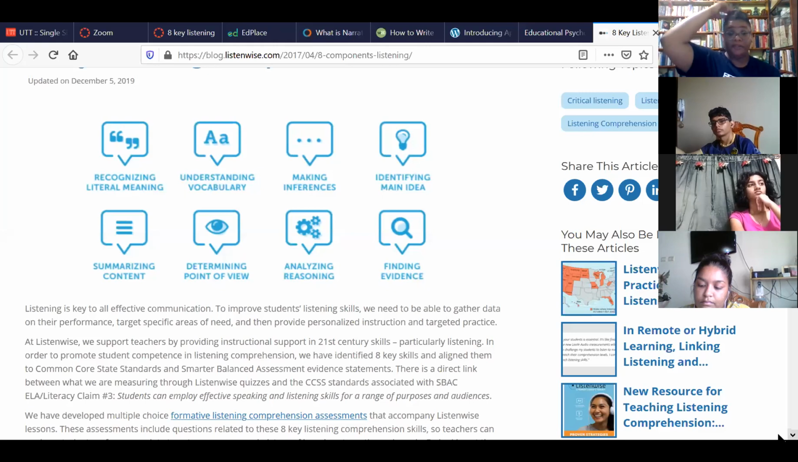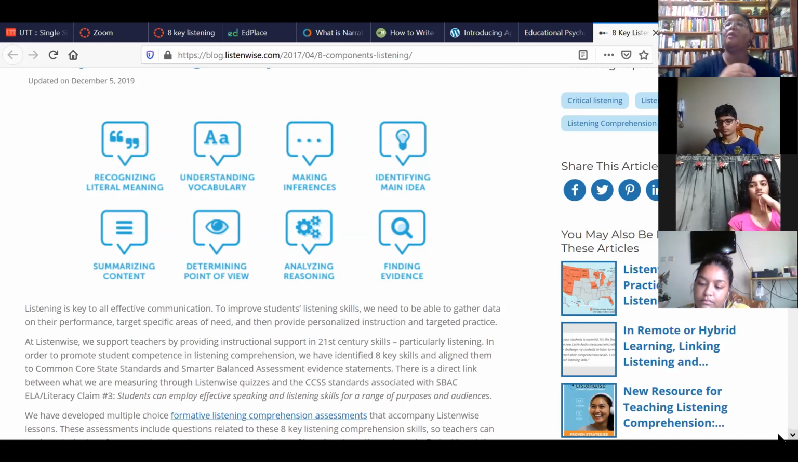So different points of view would affect the overall message being sent and received. Analyzing the reasoning, again, comprehend critical thinking. Is this logical? Is this sound reasoning? Does A follow B? Does he leap to conclusions without any kind of evidence or support, right? And then finding the evidence, as we speak of evidence or support, being able to separate what is the main idea from the examples and evidence used to support that main idea, right?